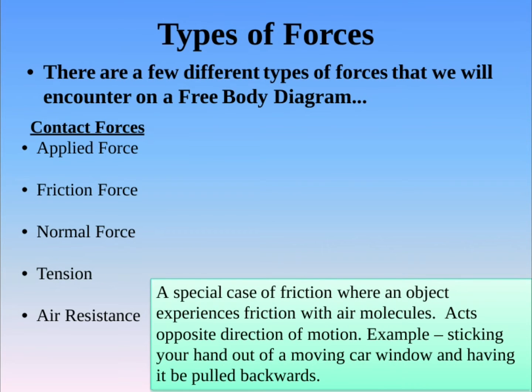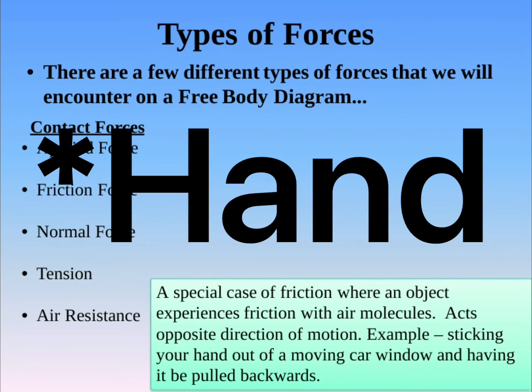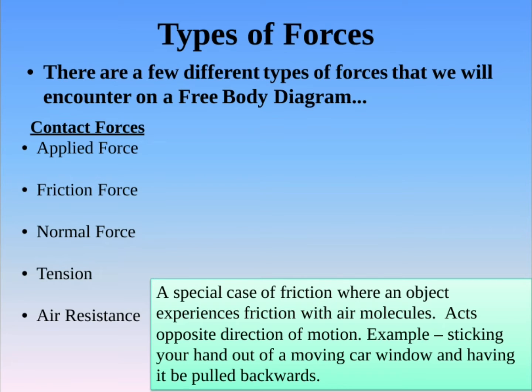And lastly, we have air resistance. Air resistance is a special case of friction where an object experiences friction with air molecules. And this is going to act in the opposite direction as well. An example is sticking your hand out of a moving car window and having it be pulled backwards.